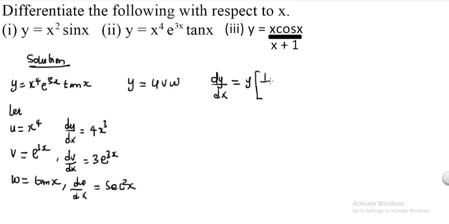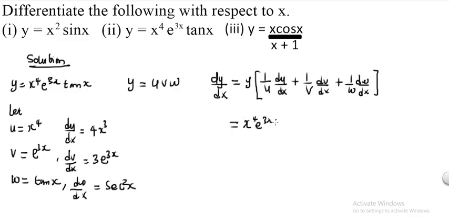So this will be 1 over u du over dx plus 1 over v dv over dx plus 1 over w dw over dx. So at this point, this is equal to, I plug in all my values that I've gotten here into this formula. So the formula is simply y, which is x to the power of 4 exponential 3x tan x, open bracket.